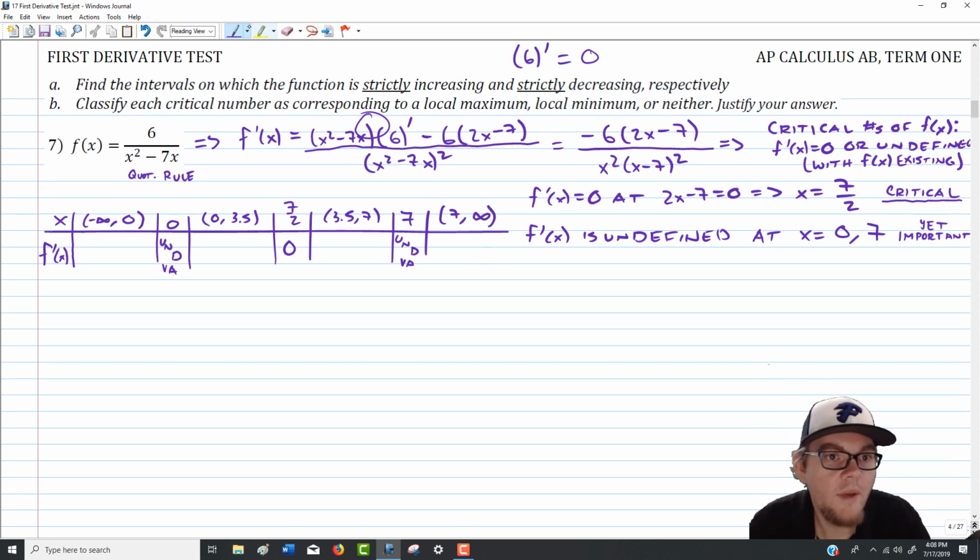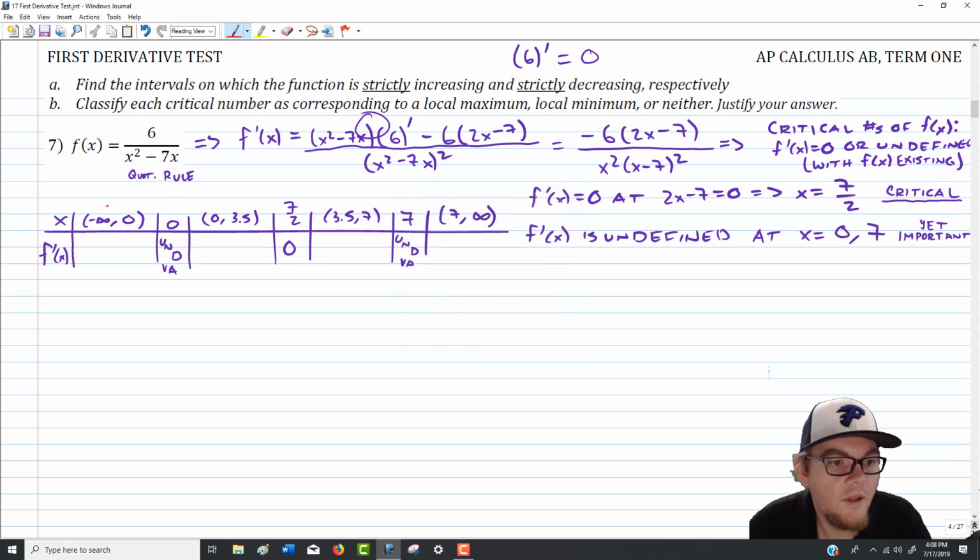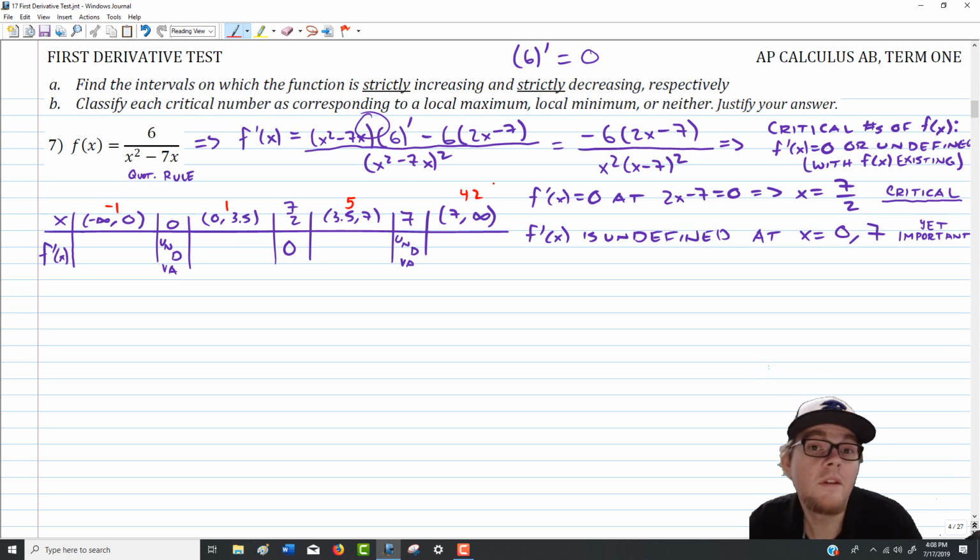So in looking here, once again, I want to pick some numbers. I want to plug in some numbers and work from there. So let's go with -1, let's go 1, let's go 5, and let's go 42. And let's just see what happens to the function. So that was a good way to go. And again, we're looking at the derivative here.